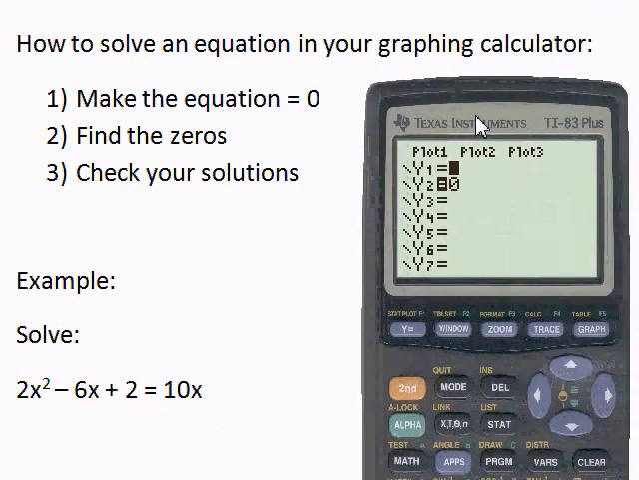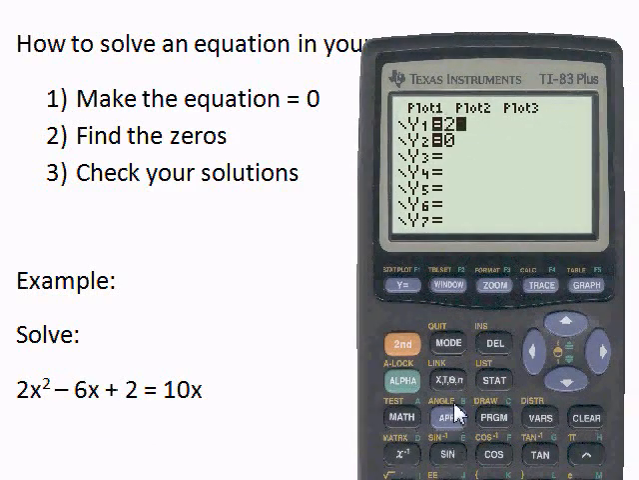So we get 2x squared minus 16x plus 2, and we put 0 in for our y2. So that's going to allow us to find out where this equation is equal to 0. And we go ahead and graph.